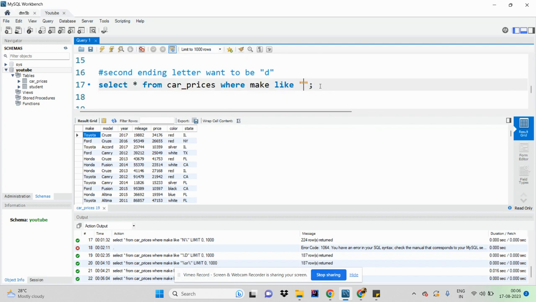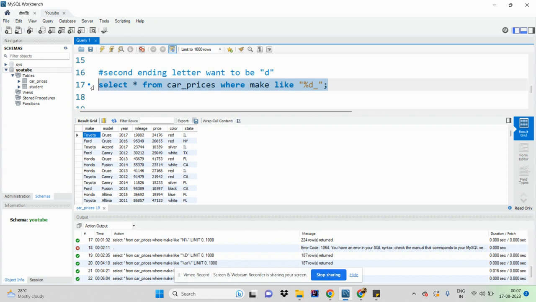The second ending letter means the last letter can be anything. Before that it must have D. So from the first letter till D it can be any length of characters. What is the meaning of percentage? It can be any length of characters. Then definitely it must have D followed by only one character. That is the meaning of percentage D underscore.